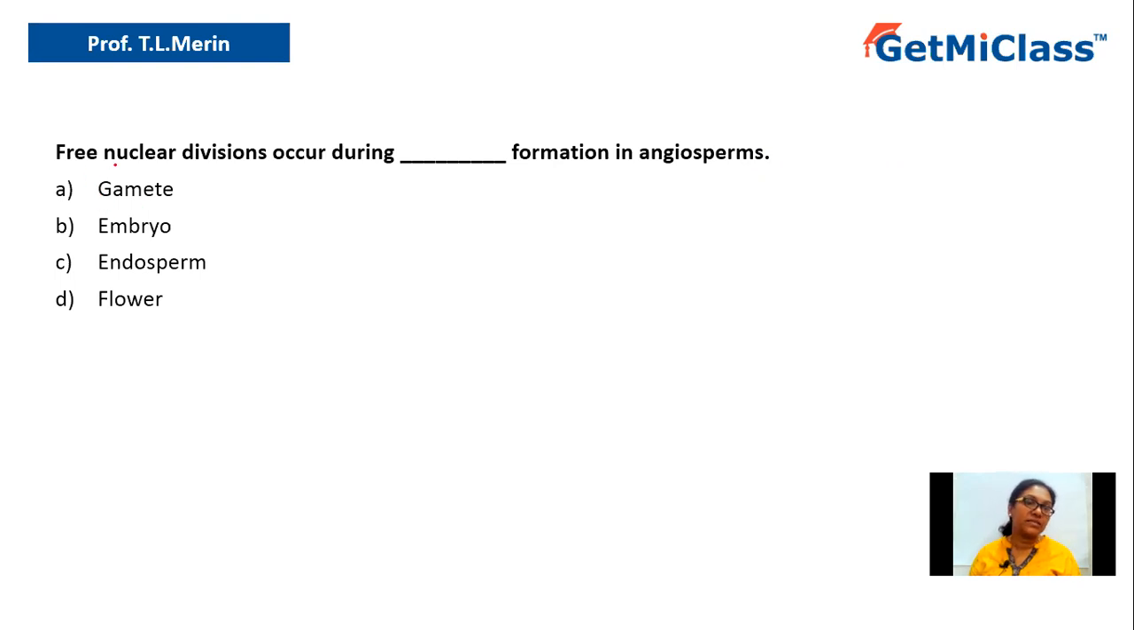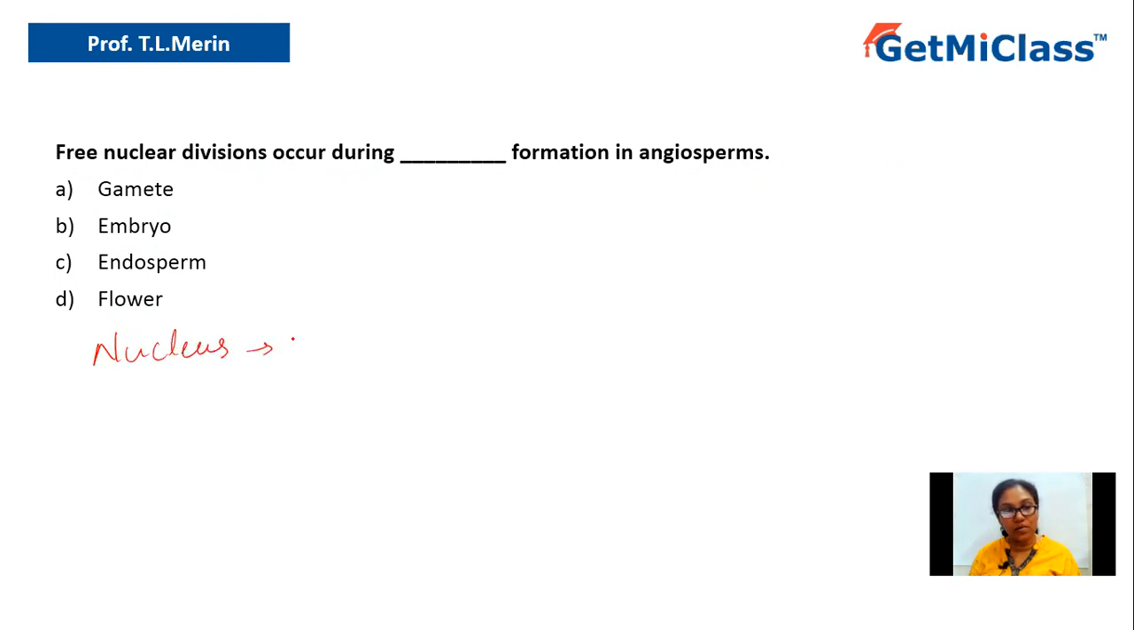Today we are going to discuss this question which says: free nuclear divisions occur during dash formation in angiosperm. Option A, gamete; option B, embryo; option C, endosperm; option D, flower. Now what do you understand by free nuclear division? Free nuclear division means where the nucleus will undergo multiple division.